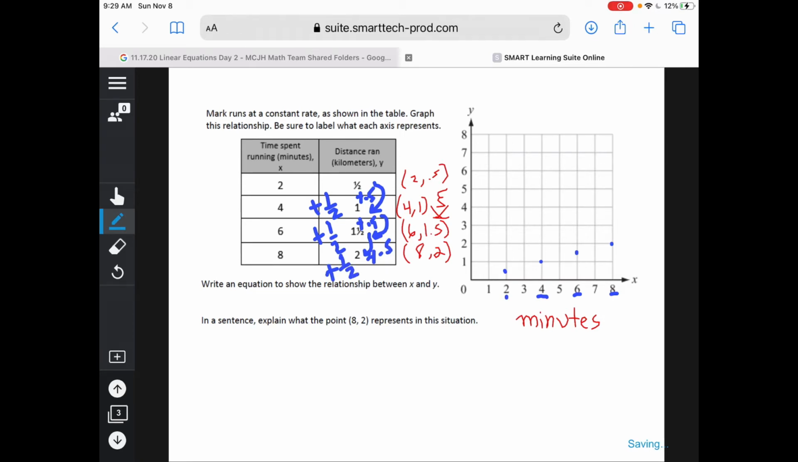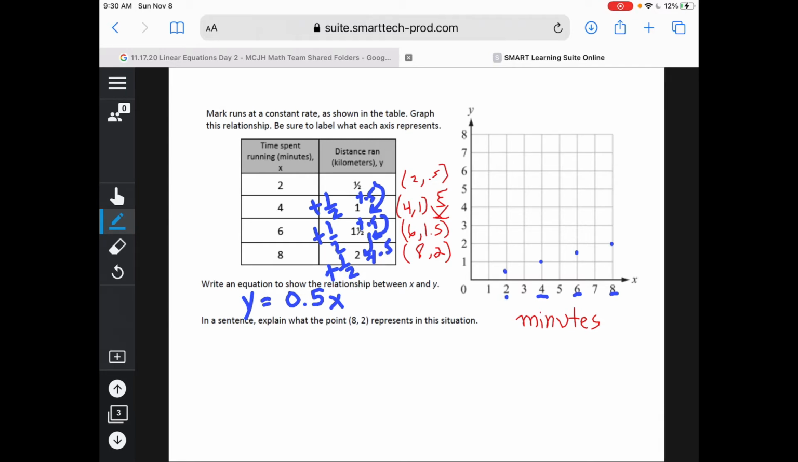So we know our x will be 0.5x. And what are we adding each time? So it would be 2 times 0.5, which is 1/2. And so our y equals 0.5x. And then it says, in a sentence, explain what the point 8, 2 represents in the situation.